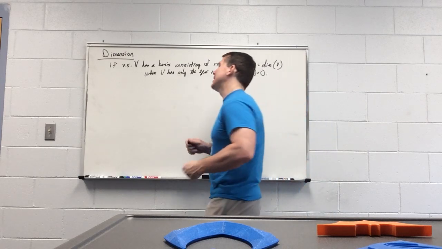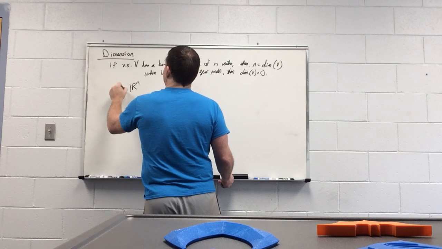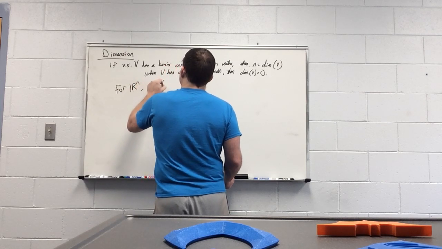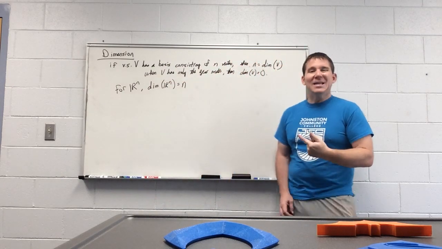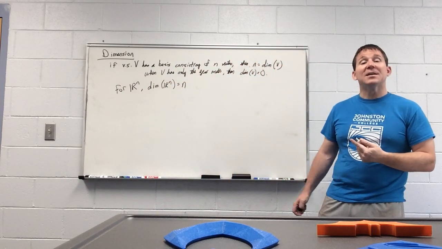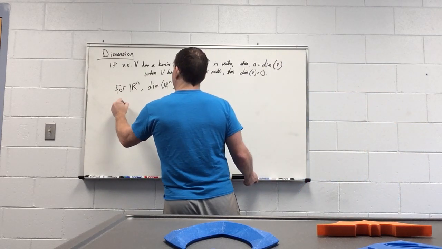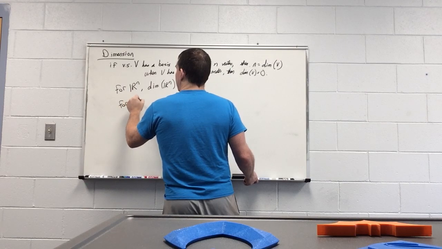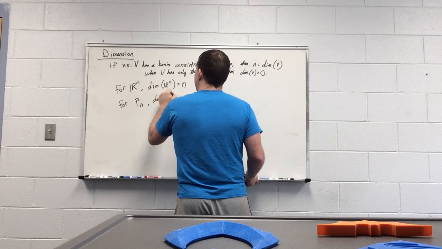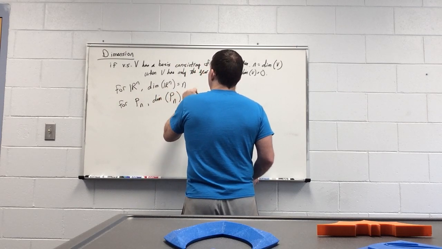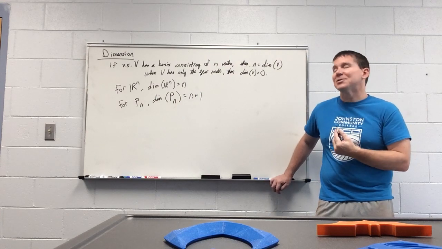So again, we've already kind of touched on it. For Rn, the dimension of Rn is equal to n, because any basis in Rn is the standard basis with 1s and 0s. For P sub n, polynomials of degree n or less, the dimension of Pn is n plus 1, because we have that constant vector that we have to throw in there, the 1 at the beginning, so to speak.